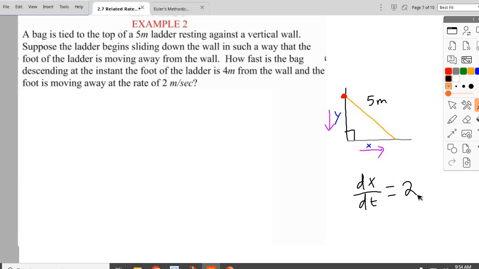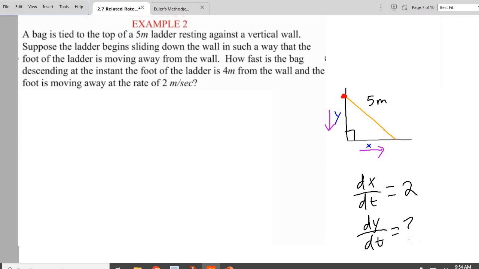And that also helps us. What are we looking for? dy/dt. So by labeling those sides, it gives us a little bit easier notation, okay? And we're specifically wanting that when the foot of the ladder, so that would be x equals 4. Are we all okay with that?